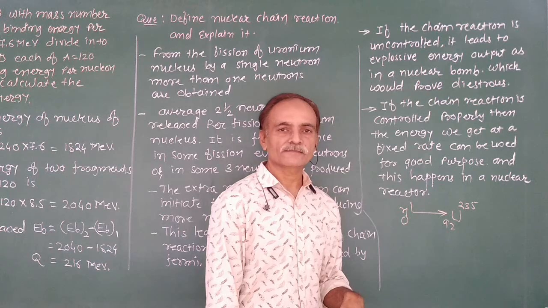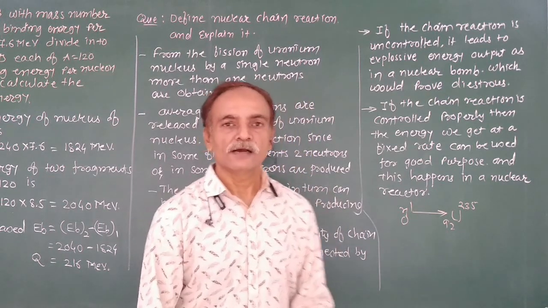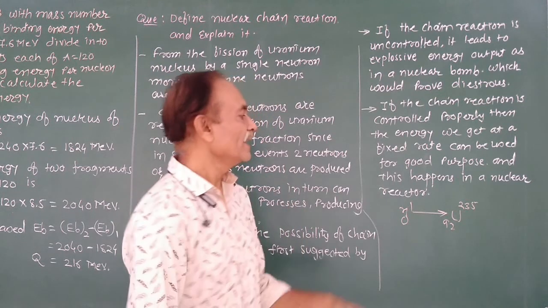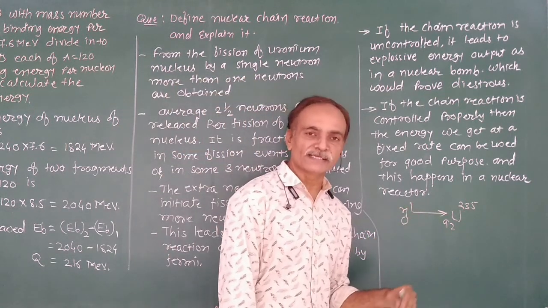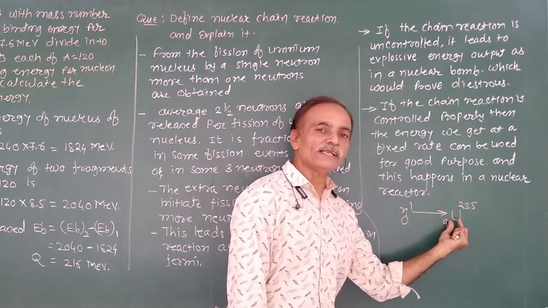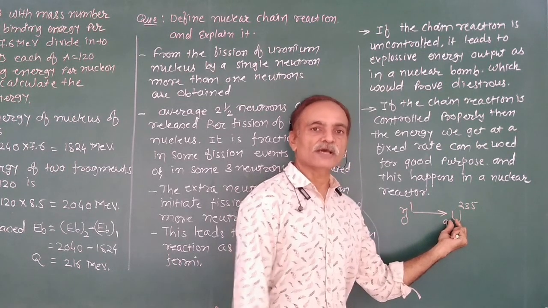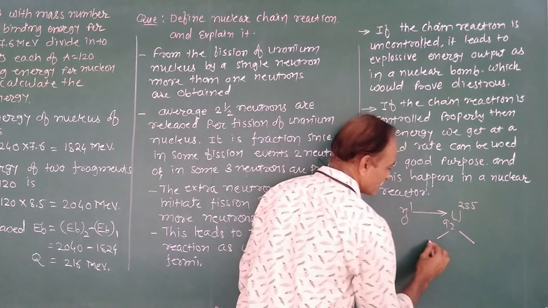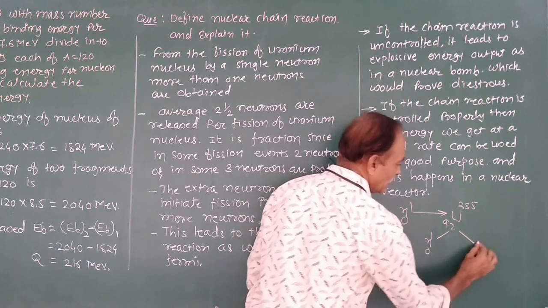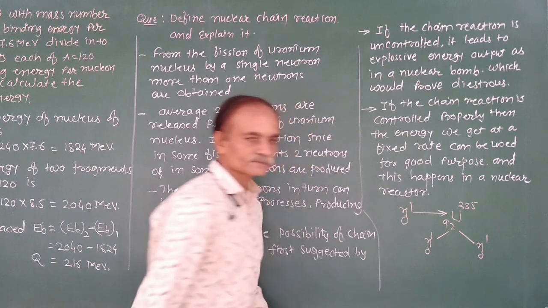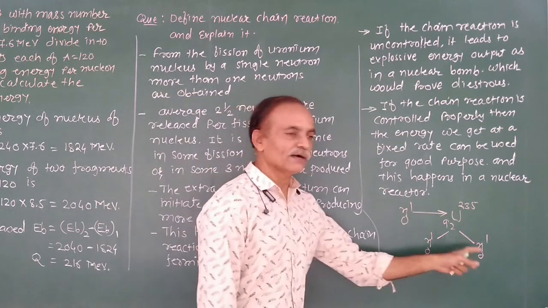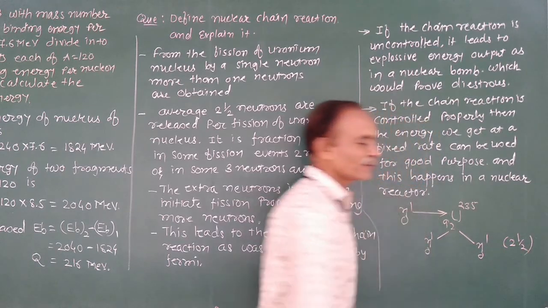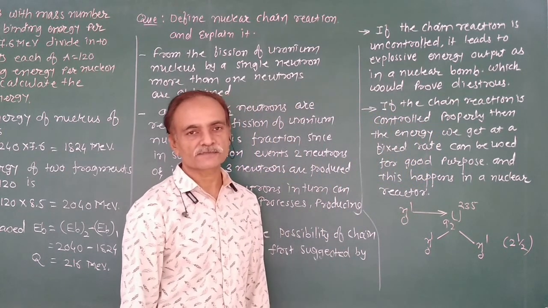But in a bunch or large quantity of uranium nuclei, as 1 neutron enters the quantity of uranium nuclei, as a result an average of 2.5 neutrons are generated as a product. Here we consider only 2. Actually 2.5 neutrons on average are produced.